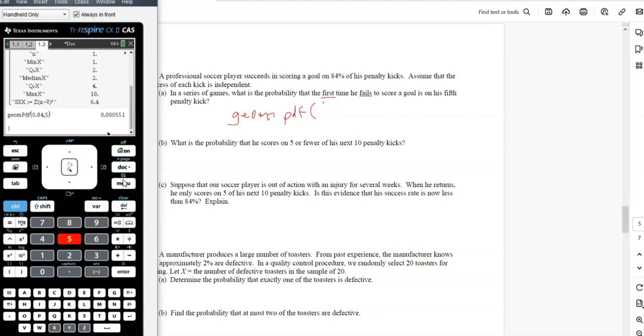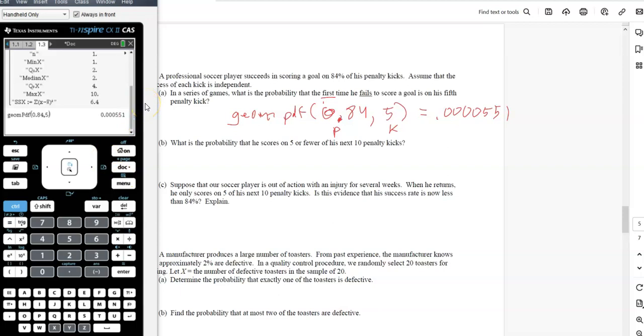So we get geometric, it's 0.8, comma 0.84, comma 5, and it's equal to 0.00005551. And again, you want to label this. This was the probability of success, and this is the K, like the number of successes you want.